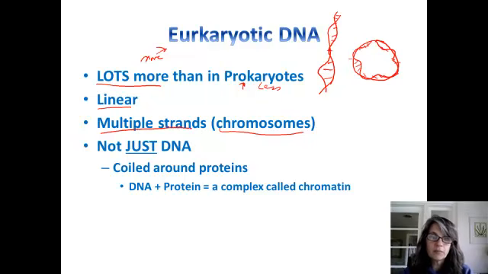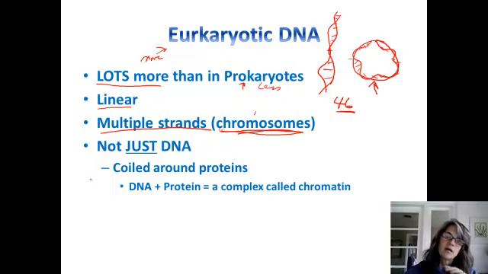Okay, there are multiple pieces of DNA strands, multiple chromosomes in each eukaryotic cell. If you are a human, you have 46 pieces of DNA or 46 chromosomes in your cells. Whereas if you're a bacterial cell, you only ever have this one piece. Also, in eukaryotic DNA, the chromosome is not just made of DNA. It is DNA that is coiled around proteins.